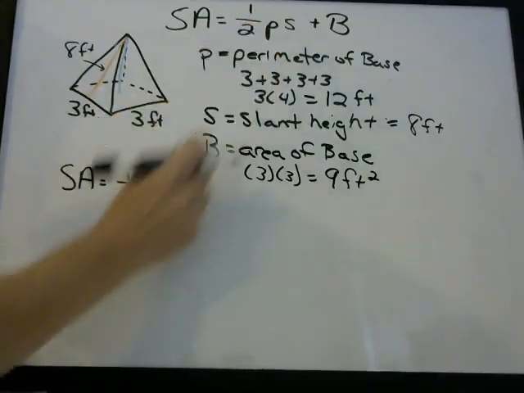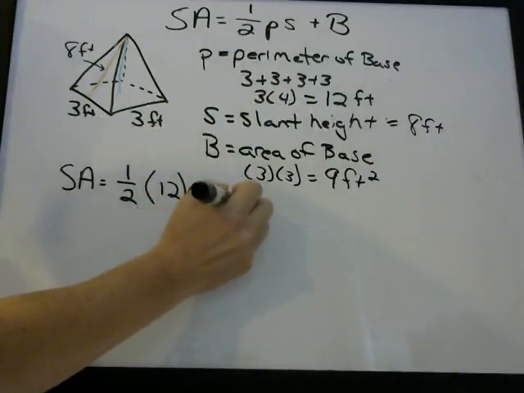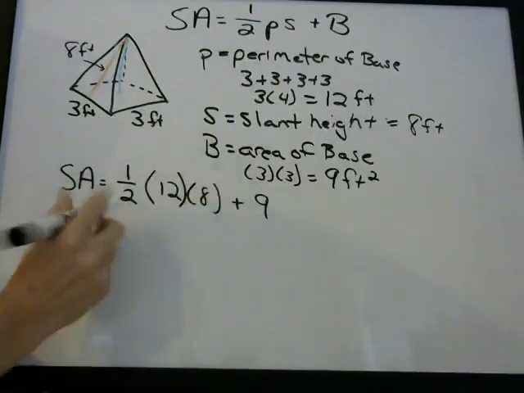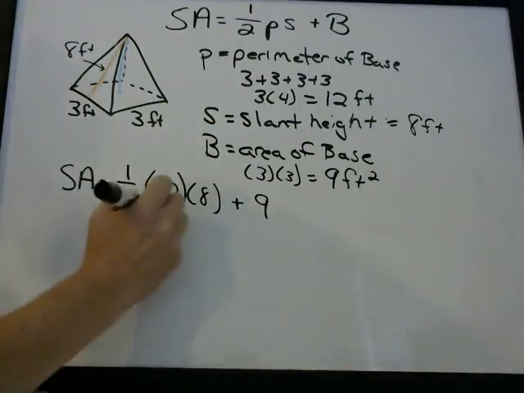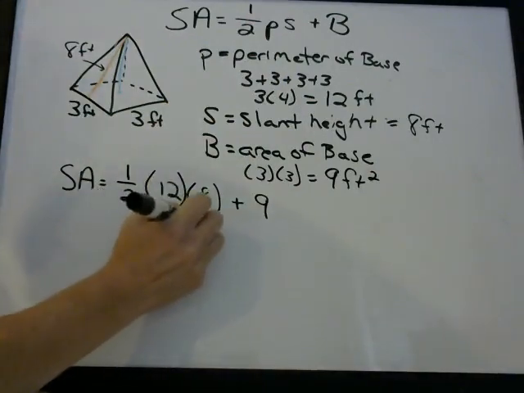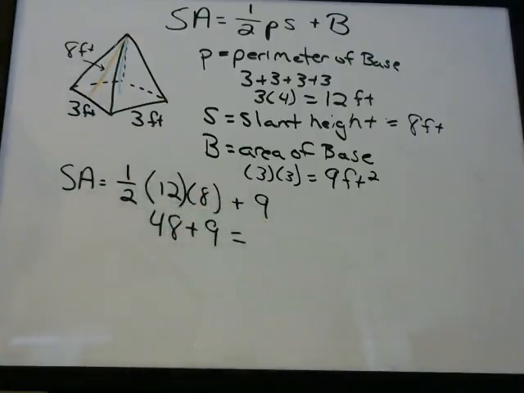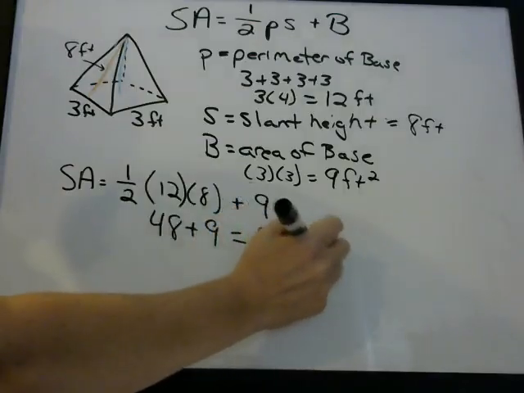Times S, which is a slant height. That's 8 feet. Plus B, the area of the base, which is 9 feet squared. 1/2 times 12 times 8. If you do that multiplication, you're going to get 48. You can do that with your calculator. So 48 plus 9 is 57 feet squared.